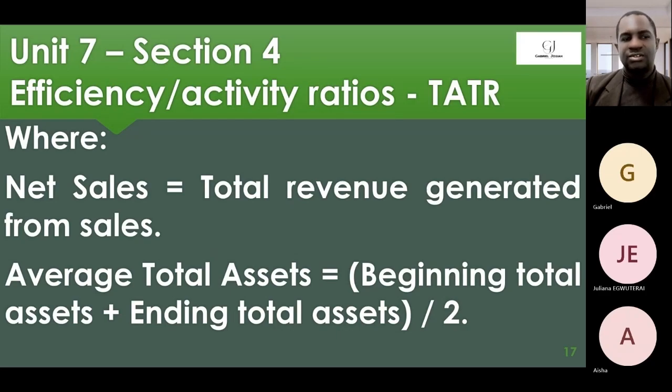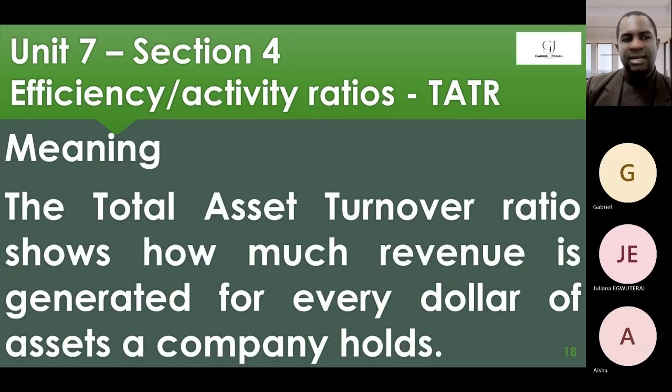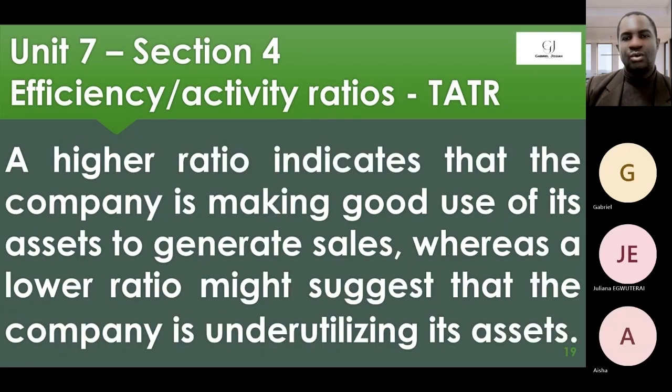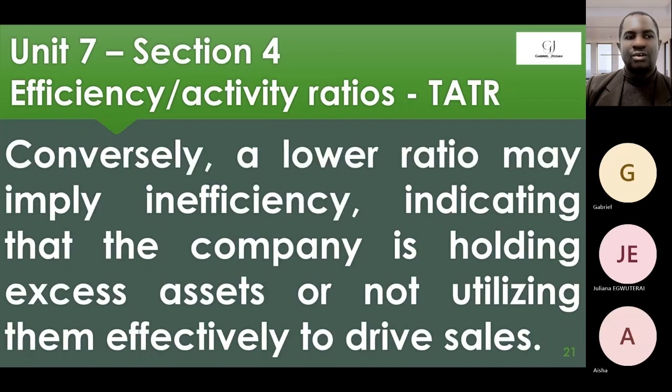So where your sales is your revenue, and the average total asset is the beginning, like I said, and the ending divided by 2. It also means the revenue generated for every naira, every naira of assets a company owns. A higher one indicates the company is making good use of its assets. We've said that over again, whereas a lower one suggests underutilization of assets.